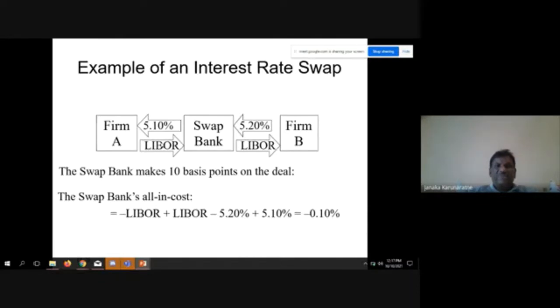So what's the structure for the swap bank? Now the swap bank makes 10 basis points on the deal. It gives firm A 5.1, receives LIBOR and pays that LIBOR to firm B and receives 5.2. So the swap bank makes a profit of 10 basis points. Right.